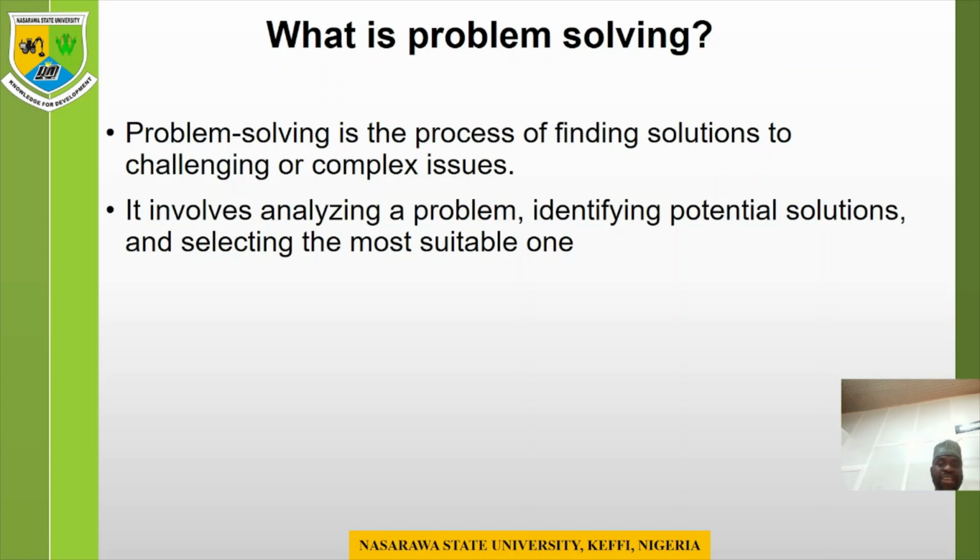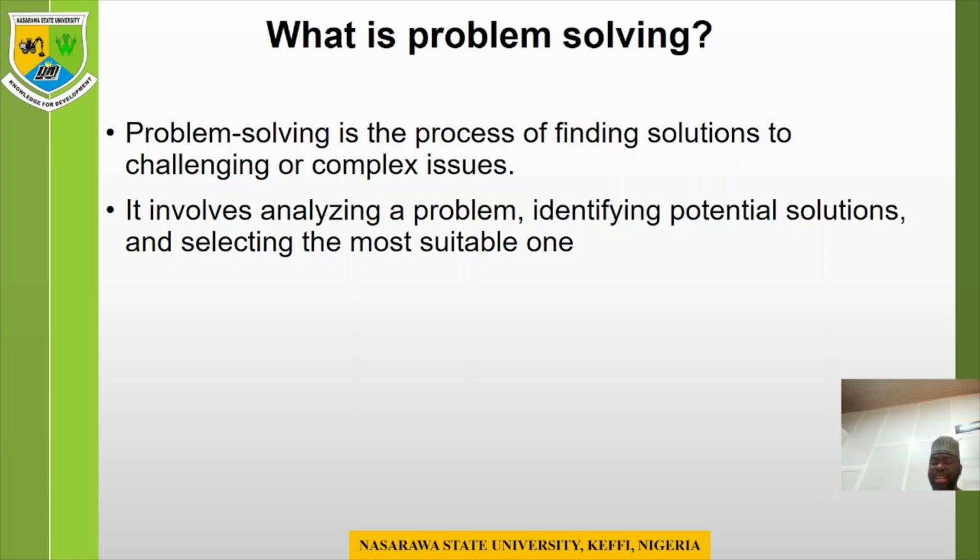Or you can say it involves, so what are the processes? It involves analyzing the problem, identifying the problem, identifying the potential solutions, and selecting the most suitable solution. In the course of your analysis, in most cases, you come to have multiple solution paths. So you need to outline which solution is the best solution, and you adopt it.